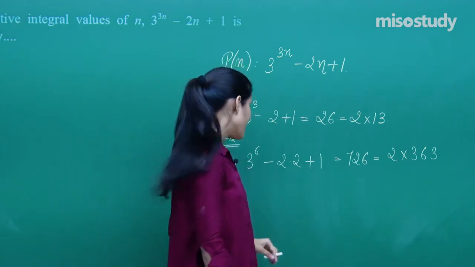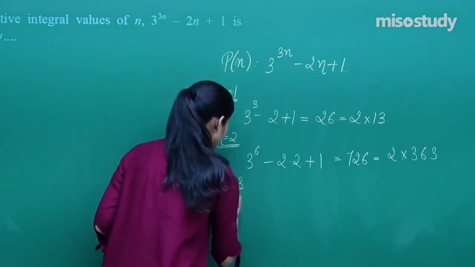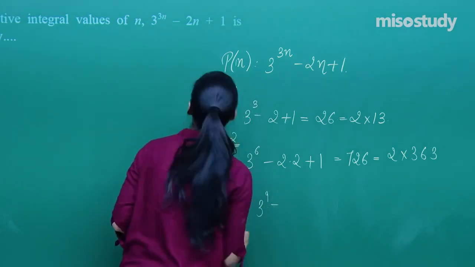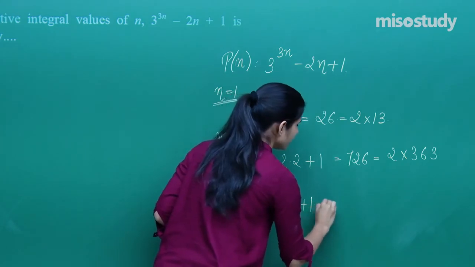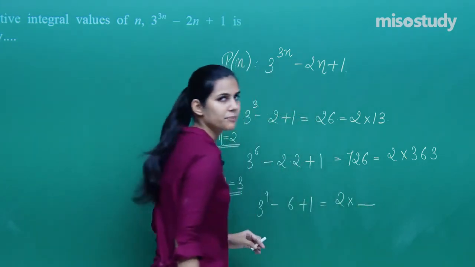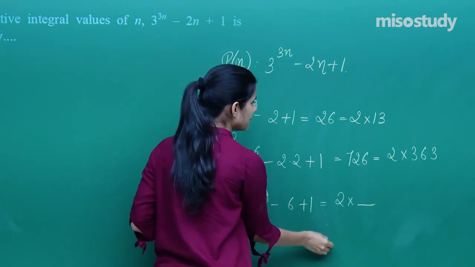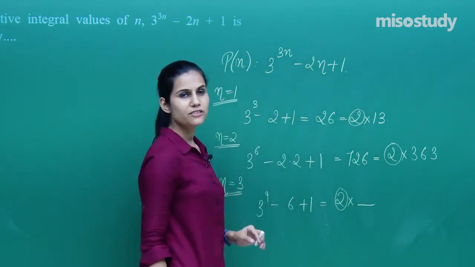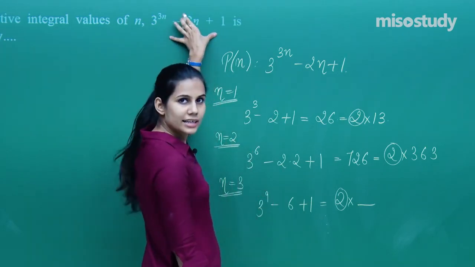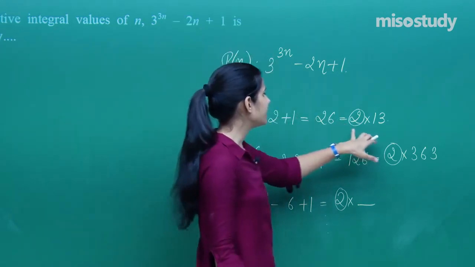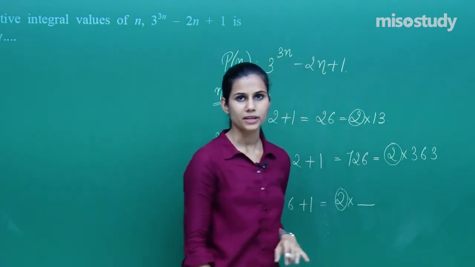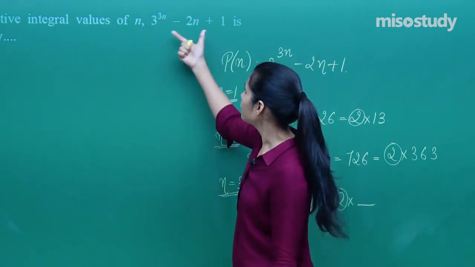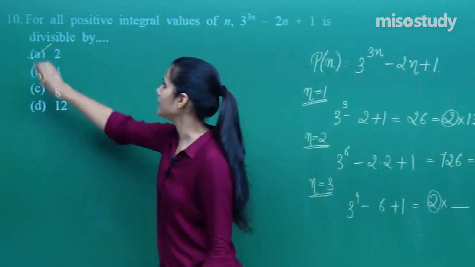And therefore, when I am talking about n equals 3, I get 3 to the power 9 minus 6 plus 1, which again can be written as 2 into something, you can check. And therefore, each time for different values of n, my expression is coming out as 2 into something, which means all these numbers for every value of n are divisible by 2. This expression for every value of n is actually divisible by 2.